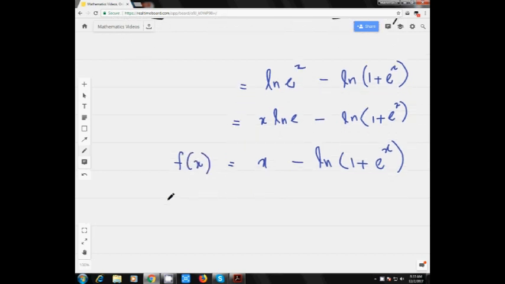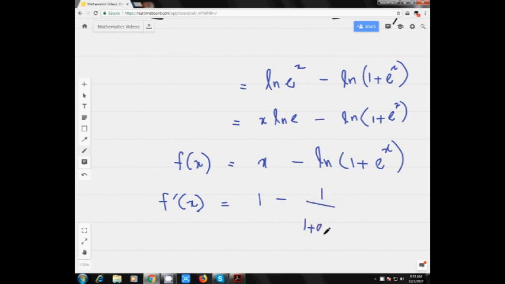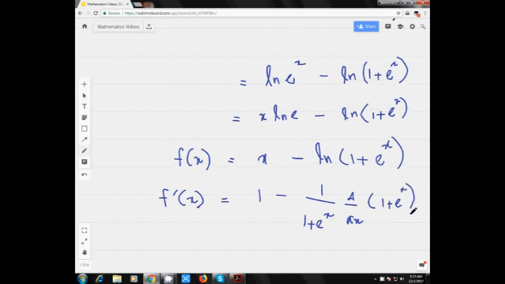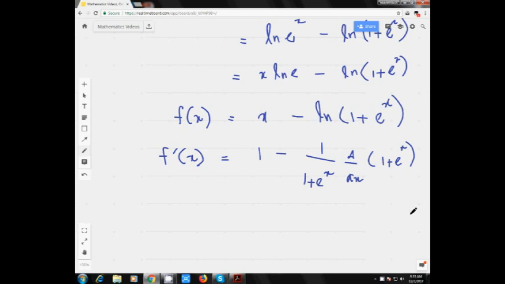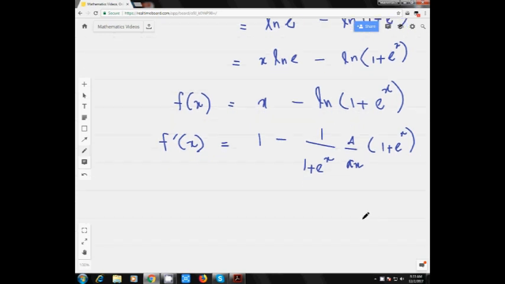Next you have to differentiate it, and by differentiating both sides with respect to x, you get the derivative of x, that is 1, minus the derivative of ln of 1 plus e raised to the power x, which is simply 1 divided by 1 plus e raised to the power x, multiplied by the derivative of 1 plus e raised to the power x. Here we have just used the definition of the derivative of logarithmic functions, especially natural logarithmic functions.